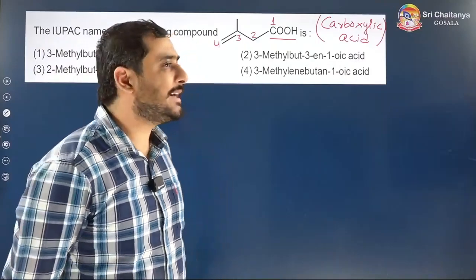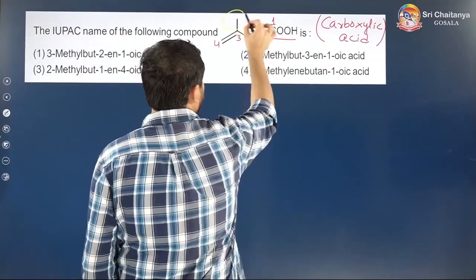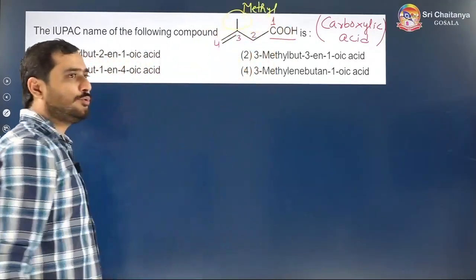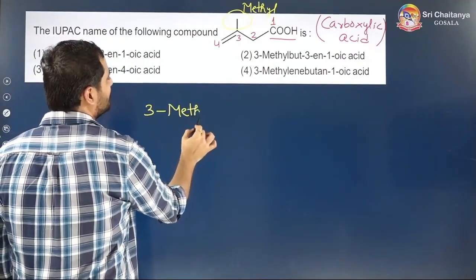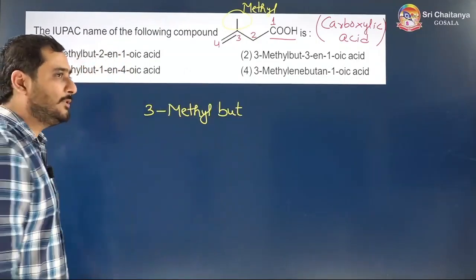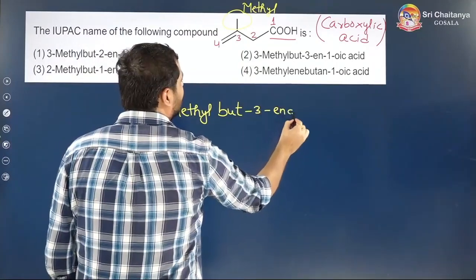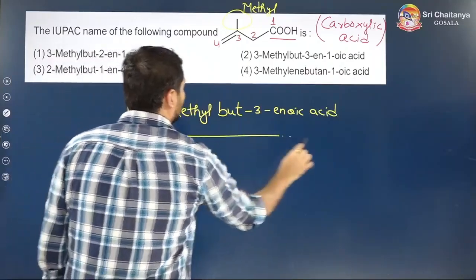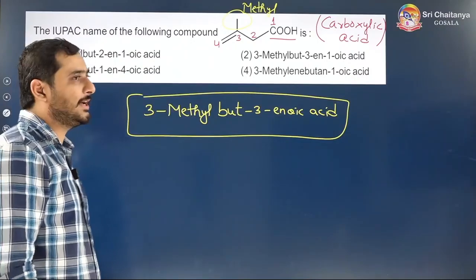Now you have to tell, is there any substituent present in this compound? Substituent is present or not? What is the name of the substituent? Methyl. So first we have to write the name of the substituent, so it is 3-methyl. Now for 4 carbon atoms, what is the word root? But. Now after but, at the 3rd position, what is present? Ene. So it is butene, and it ends with which acid? Oic acid.